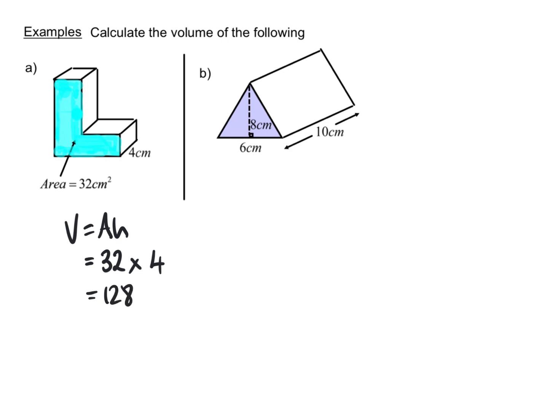Now it's a volume, so for area we use square units, but for volume we are going to need to use cubic units, so cubic centimetres. So a fairly straightforward one there, where you're given the area of the constant cross-section.